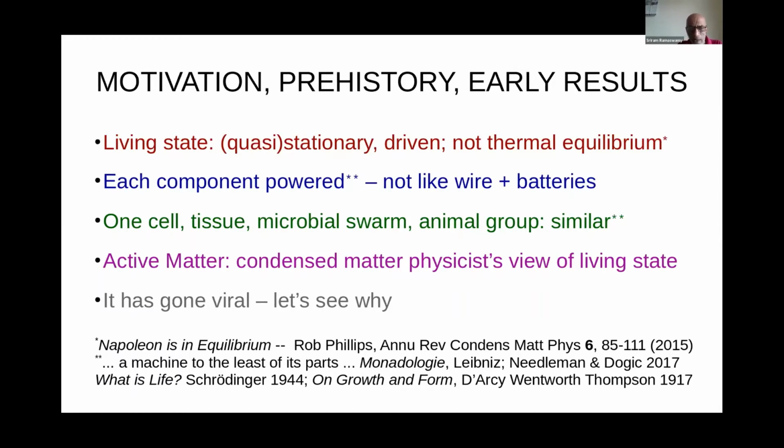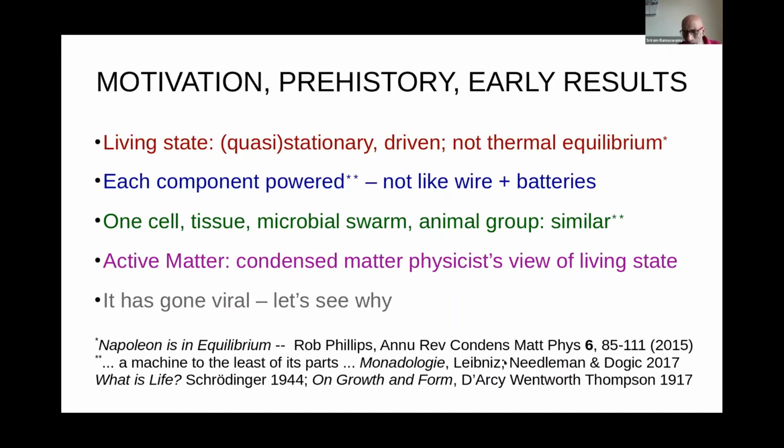But in living matter, as Leibniz remarked, living matter is made of stuff, each of whose components is also living. So living matter is a macroscopic, out of equilibrium thing made of units, let's say cells, which are themselves out of equilibrium. In a treatise called Monadology, the philosopher Leibniz, not just philosopher, mathematician, many things, said that a living thing is a machine to the least of its parts, a machine made up of machines.